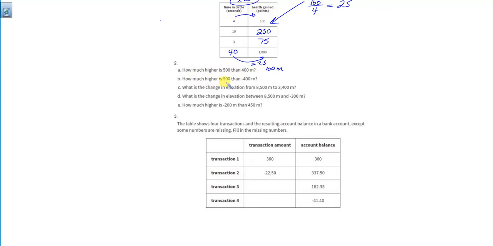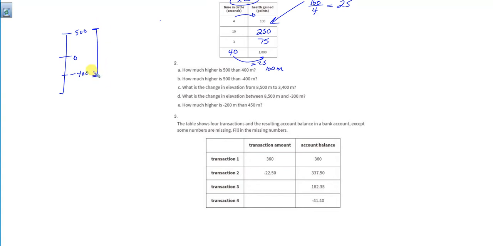How much higher is 500 than negative 400? Now that one might be a little bit tougher to visualize, so let's just draw a quick little number line here. 500 is up here, and negative 400 would be right about here. So the question is, how much higher is this compared to that? It's like saying how far apart are they, right?